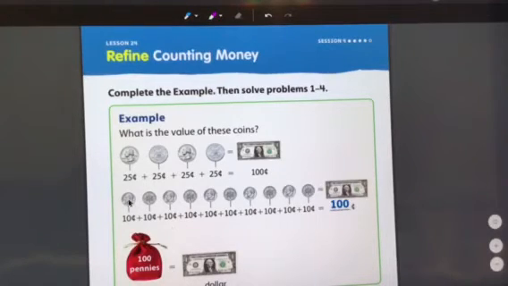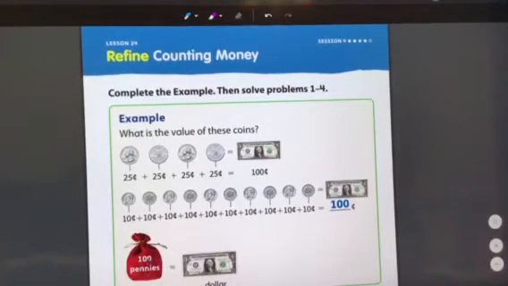Dimes, you count by tens. So there's 1, 2, 3, 4, 5, 6, 7, 8, 9, 10. That would be like doing 10 groups of 10 like we did in our other lesson. So when you're counting your dimes, 10 dimes equals a dollar. Count them. 10, 20, 30, 40, 50, 60, 70, 80, 90, 100. 100 cents is the same as a dollar.